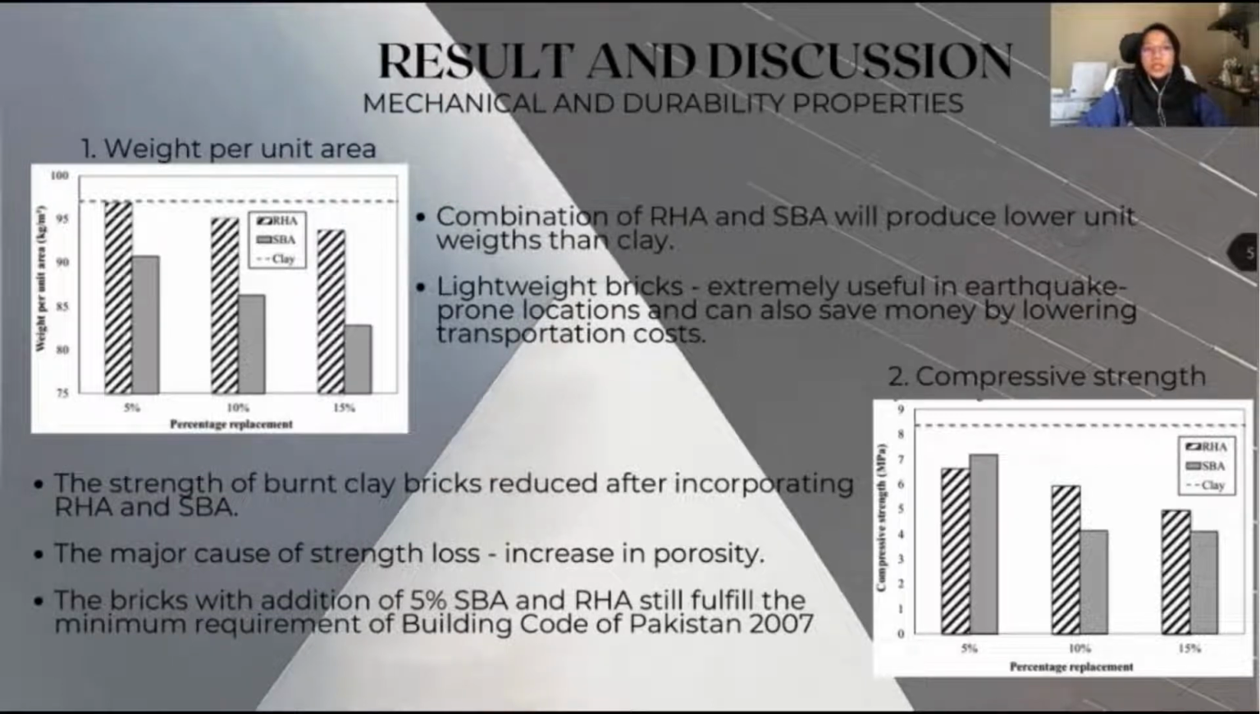The second is compressive strength. The strength of burnt clay bricks reduced after incorporating RHA and SBA. The major cause of strength loss is increase in porosity. The bricks with addition of 5% SBA and RHA still fulfill the minimum requirement of Building Code of Pakistan 2007.